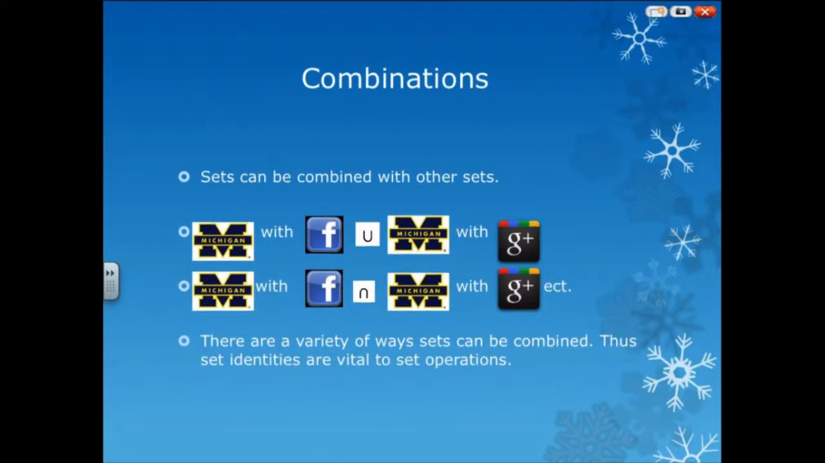We could form the set of UM students who have a Facebook profile and Google Plus, the set of UM students who have a Facebook profile or Google Plus, the set of UM students who have a Facebook profile and not a Google Plus, and so on. Since sets can be combined in a number of ways with other sets, set identities are vital to set operations.